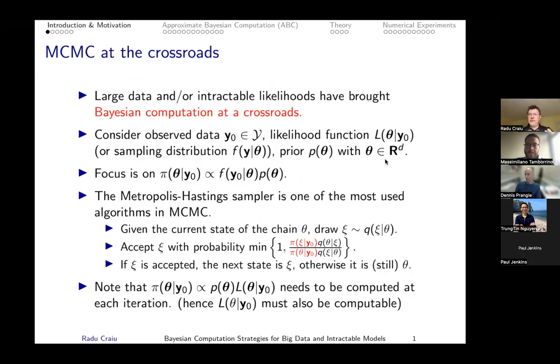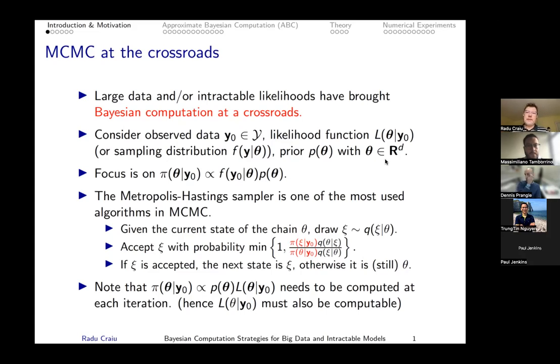posing the lay of the land, talking about what I mean by MCMC at the crossroads. Essentially what I argue, and I don't think I'm alone, is that large data and intractable likelihoods, or more and more complex models that involve solving differential equations and so on, have brought traditional methods for Bayesian computation to a crossroads. We see a lot of developments in recent years addressing these issues using various approximations, including things that deviate from classical MCMC, such as variational Bayes and so on.